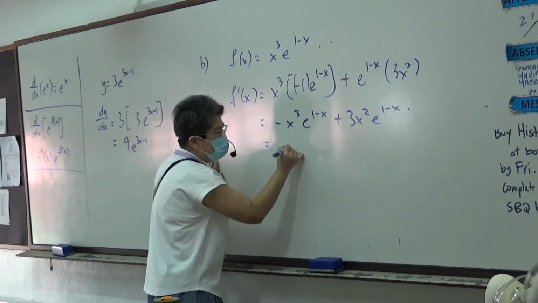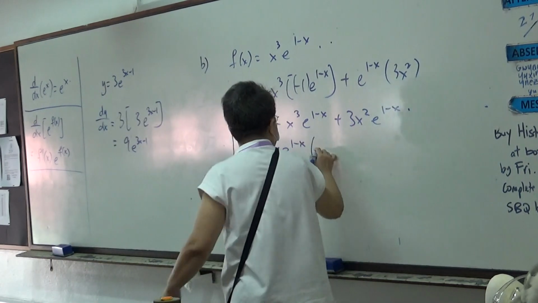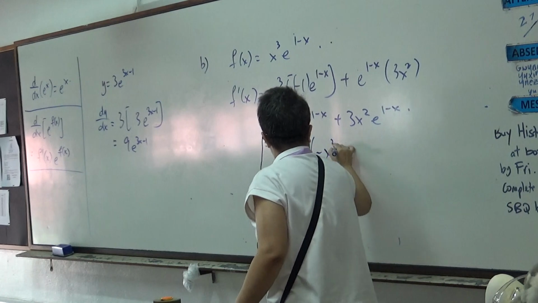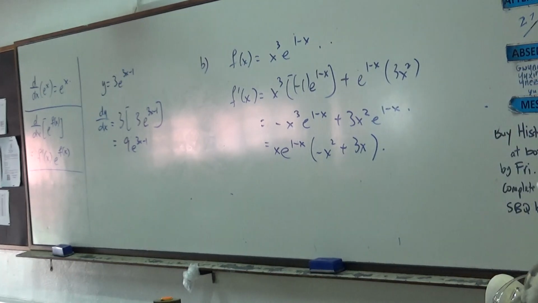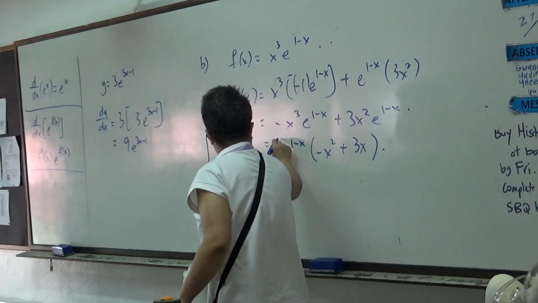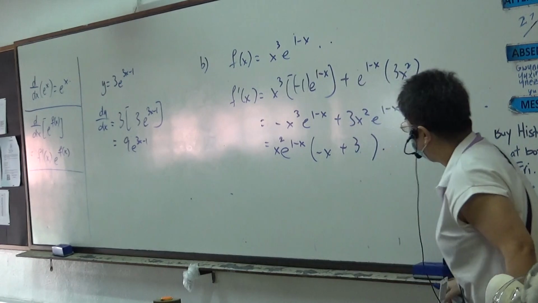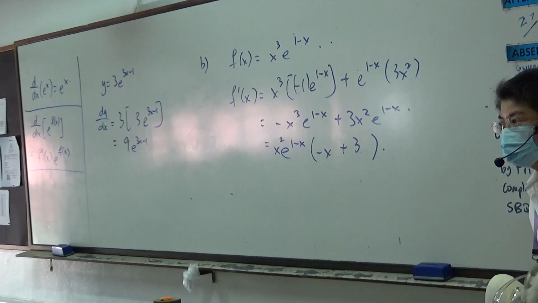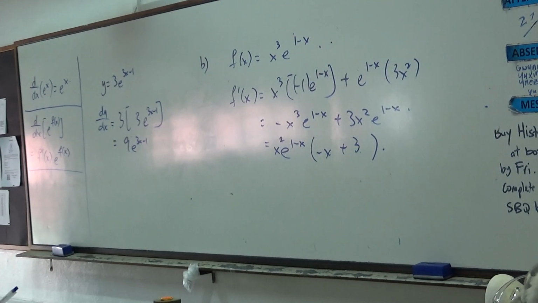You say, Joe, I want to take out e^(1-x), and I also want to take out x. Also can. Okay? So if I take this out, I'm left with what? Negative x squared plus 3x. Actually, I can take out x squared, right? Maximum, I can take out x squared. So this is negative x plus 3. Again, I didn't completely factorize just now. Everybody okay? Alright now? So the answer is (3 minus x) x squared e^(1-x).